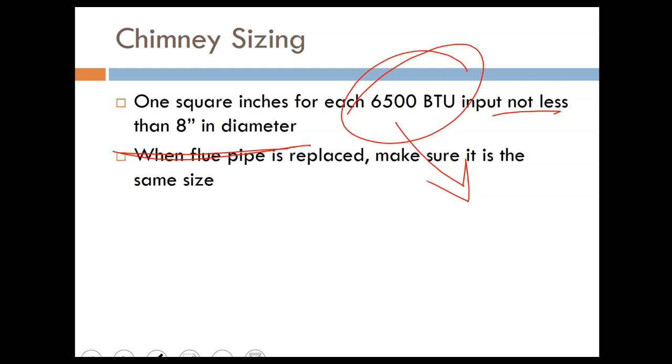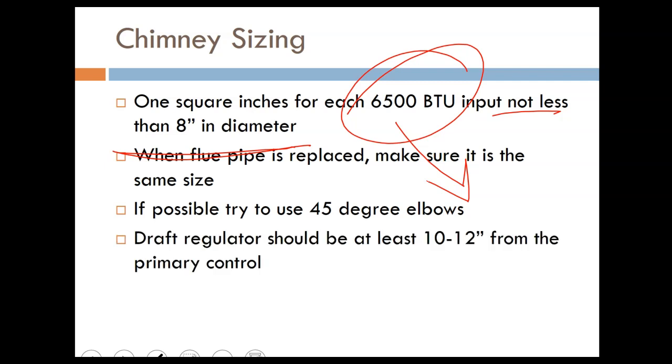When the flue pipe is replaced, make sure it is the same size. If possible, try to use 45 degree elbows. Try to avoid using 90 degree elbows because they do hinder the flow a little bit and they provide a bottleneck for the flow. Draft regulator should be at least 10 to 12 from the primary control.